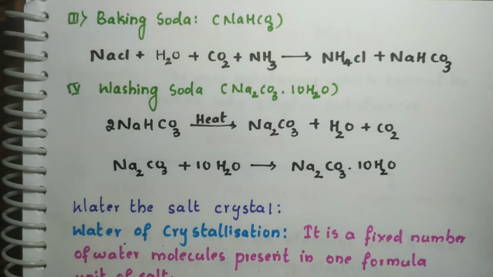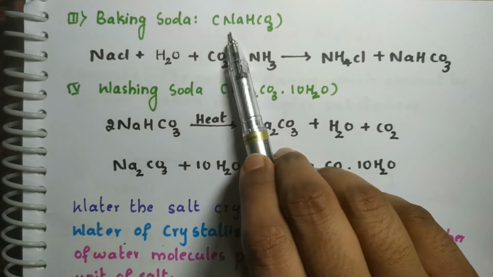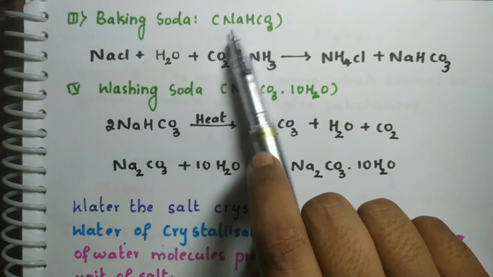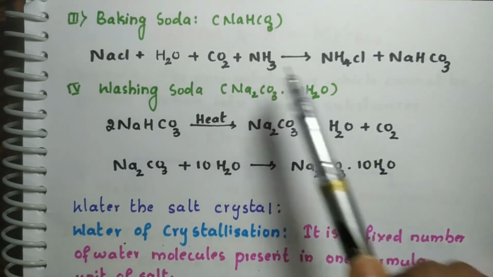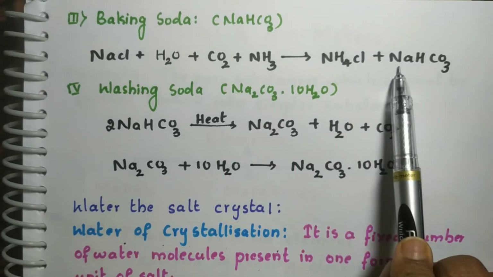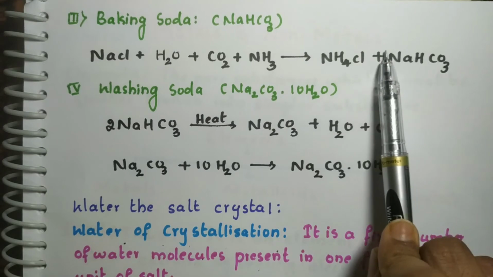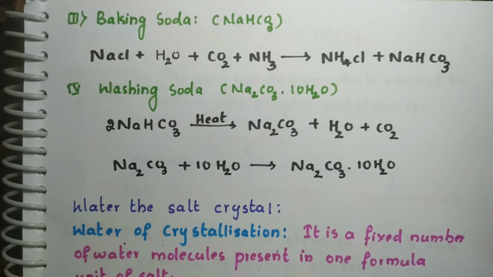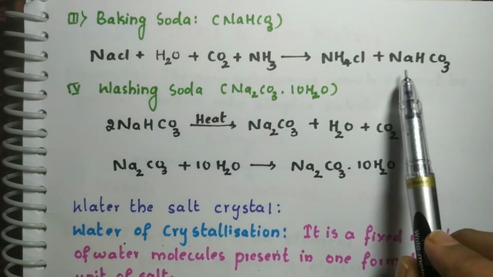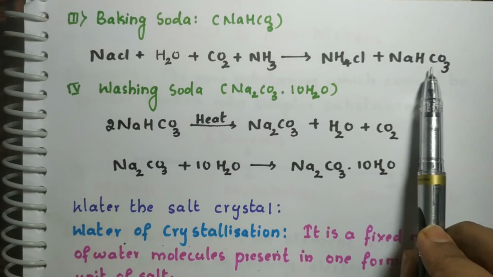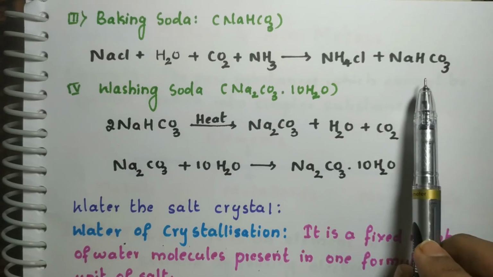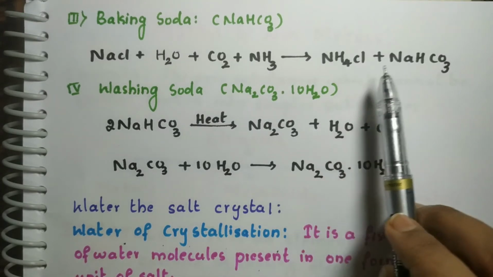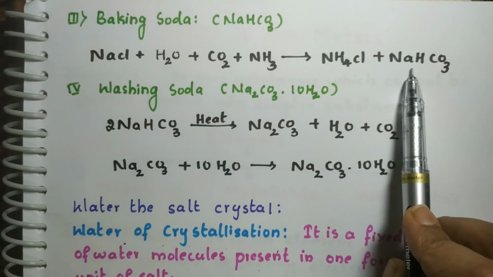So the next product we are seeing is baking soda with the formula NaHCO3. The baking soda is commonly used in the cooking process. So NaCl plus H2O plus CO2 plus NH3 will give NH4Cl, ammonium chloride, and also NaHCO3, that is baking soda. The uses of the baking soda are, it is used in the preparation of sodium carbonate, Na2CO3, which is also called washing soda. We will see that. It is also used in the cooking process as a raising agent in the baking industry, in the bakeries.